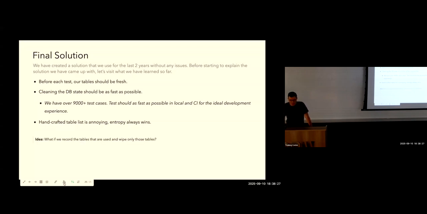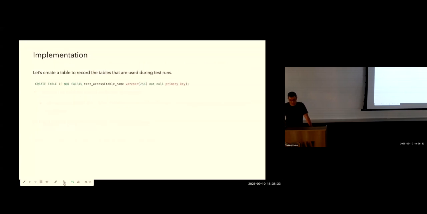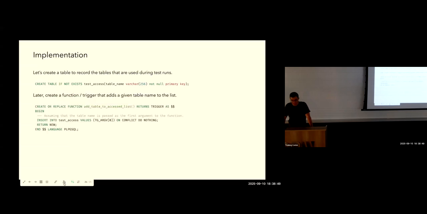So the idea is, what if we record the tables that are used and wipe only those tables? We don't want to delete from all the tables. So for the implementation, let's first start with creating a table to record what's been accessed. And this is a very simple one. We just record the table name. And in fact, it's going to include the schema as well. So we can create a trigger, which will be run every time an operation has been run on this table.